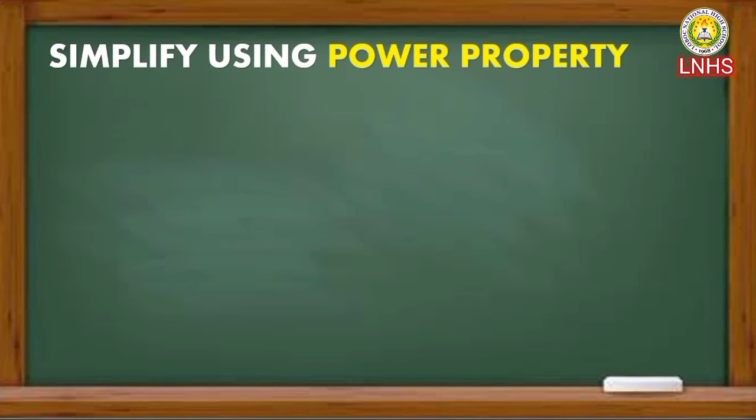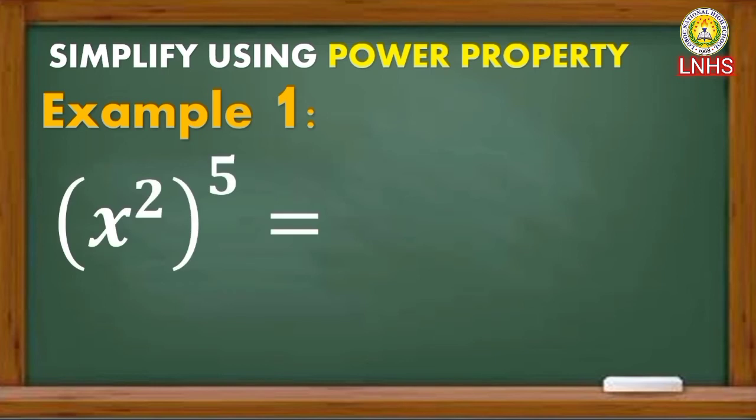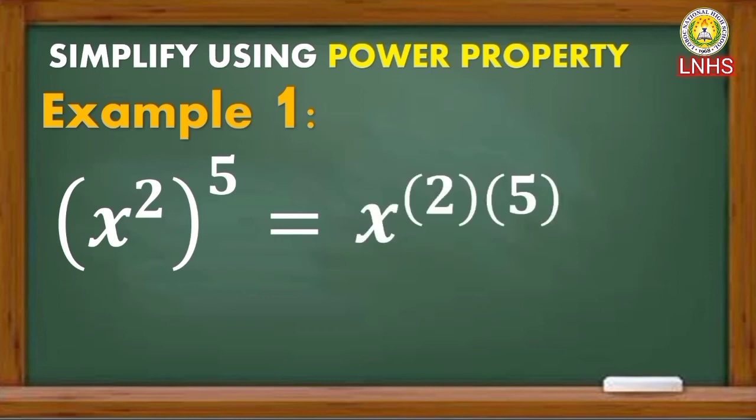And then the last one, simplify using power property. Example number 1. x squared raised to the power of 5. In this case, just simply multiply the exponents. So our exponents here are 2 and 5. So the result is x raised to the power of 10.